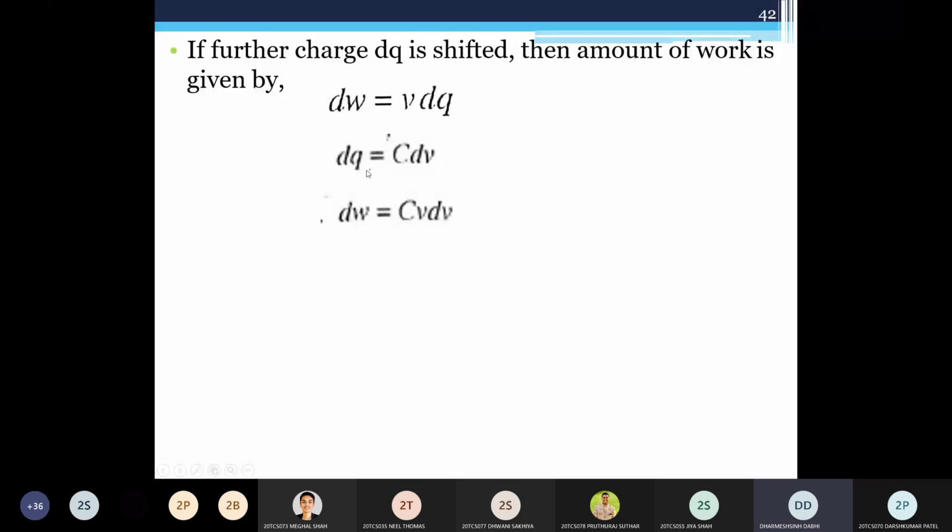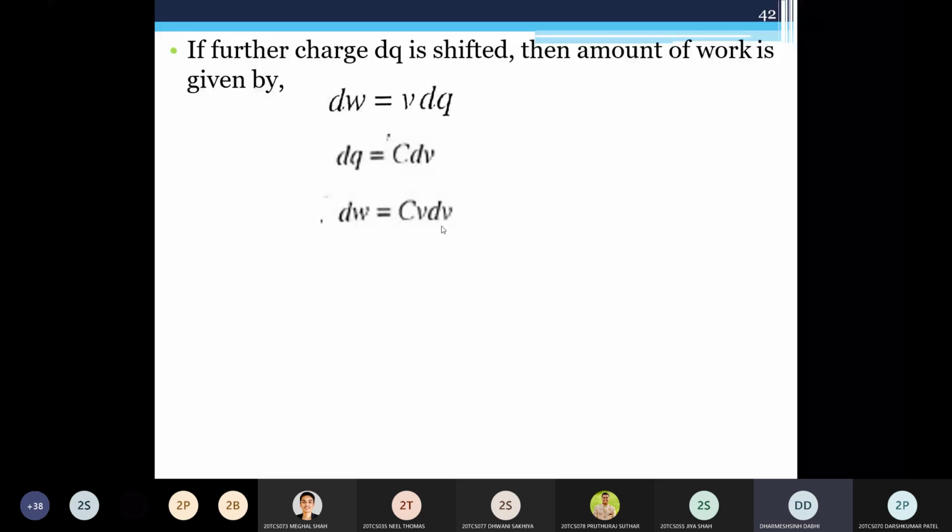So if you replace this dq is equal to c into dv in this equation of work done, your change in the work done, dW, becomes c into dv, because dq is replaced by c into dv. So cv into dv becomes the work done. That is for only a small change in the charge, shifting from one plate to another plate.